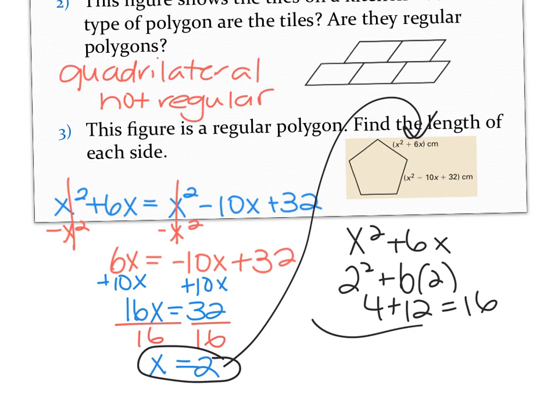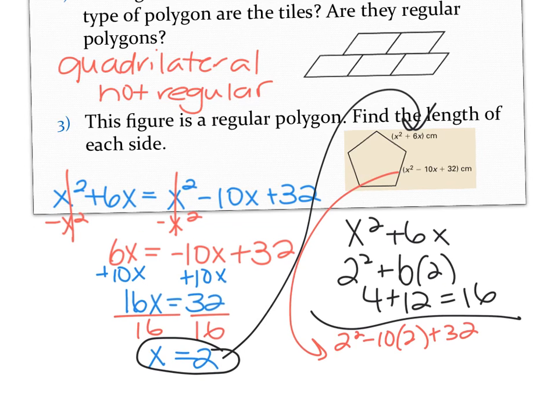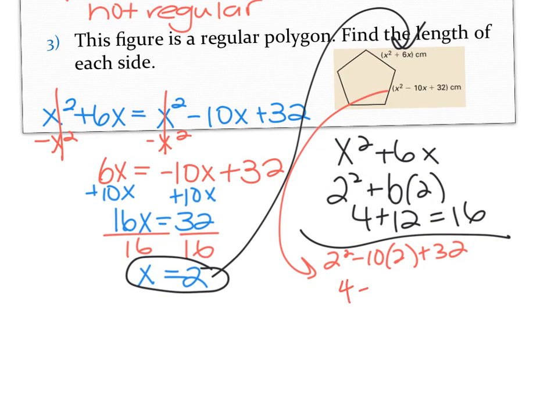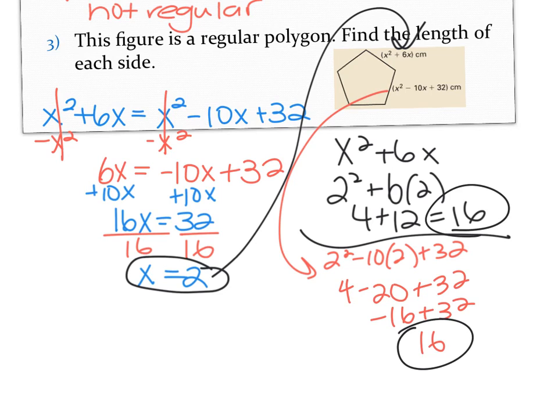So that one's 16. And then this one, 2 squared minus 10 times 2 plus 32. 4 minus 20, negative 16 plus 32, which is 16. So confirmed that my work is correct. And this time they gave me a unit, so I would say that this is 16. Each side length is 16 centimeters.